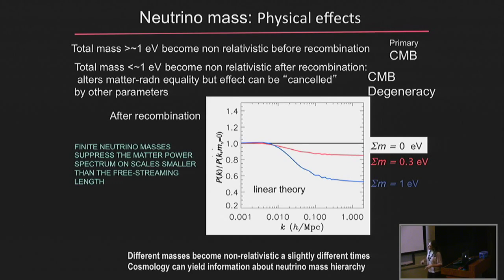There is also a higher order effect, which if I have time I'll come back to later on, which is that different masses become non-relativistic at slightly different times. And so in principle, cosmology can give information about the neutrino mass hierarchy, although that's a much lower signal to noise.